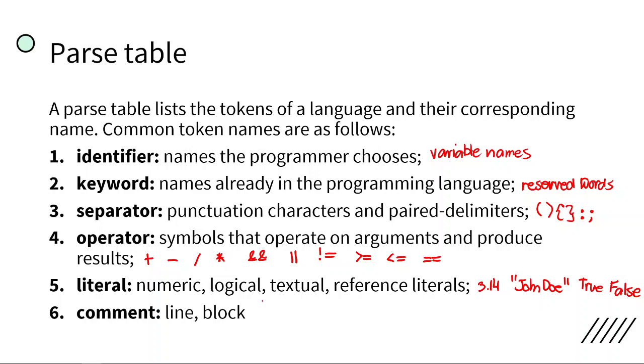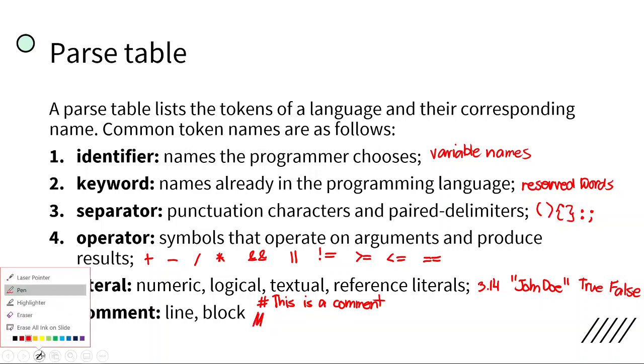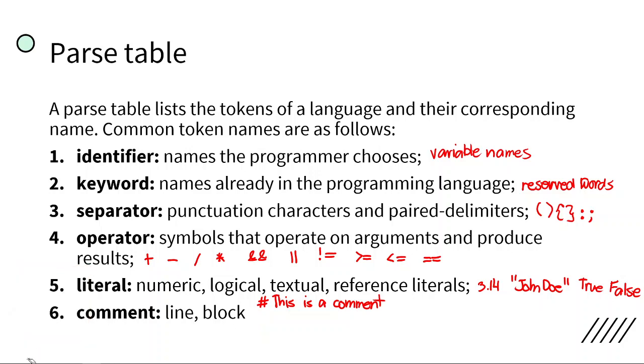In Python, a comment starts with a hashtag, or I think it's pound sign or ampersand, I'm not sure. Hashtag na lang. So hashtag, this is a comment. For other languages, a comment can start with a double slash, slash comment.